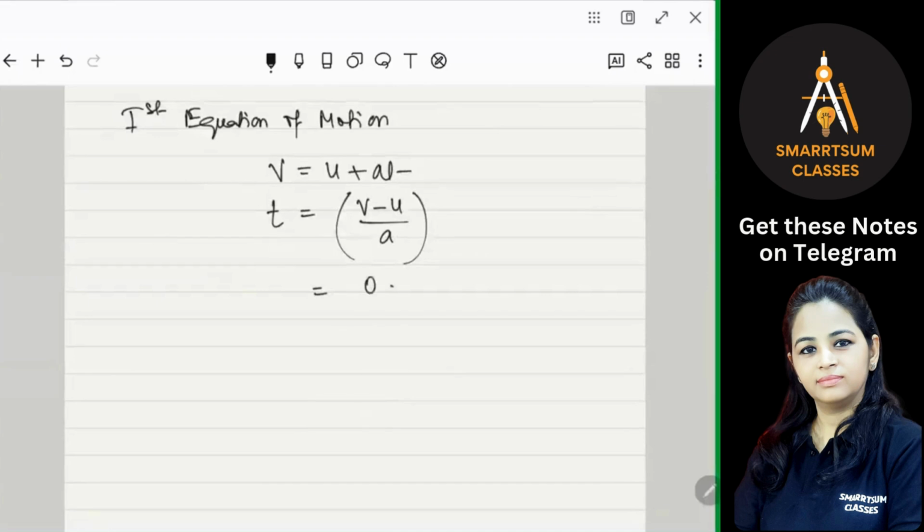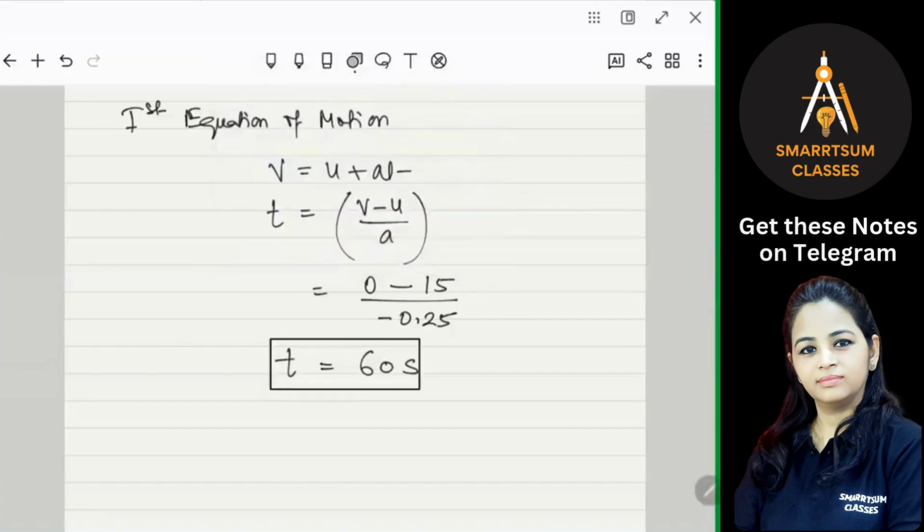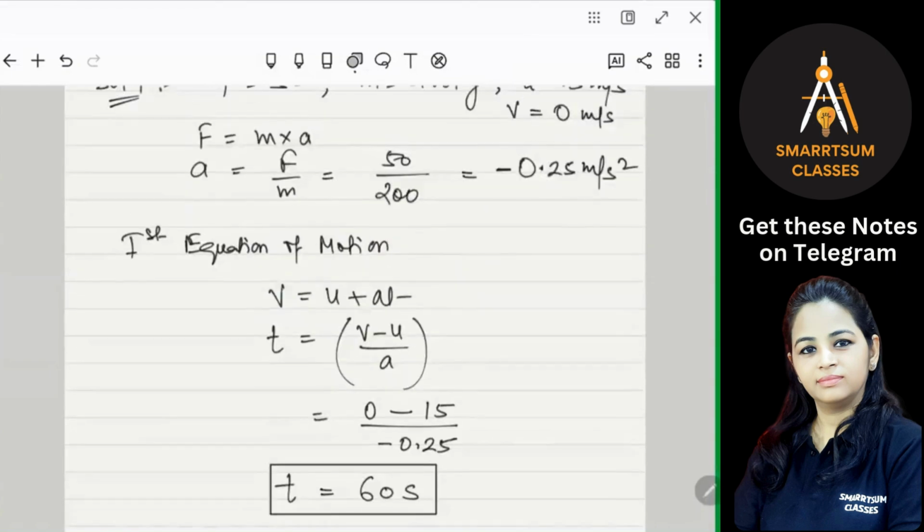So write down 0 minus the initial velocity with which it was moving, which is 15, divided by minus 0.25. The acceleration is negative, so this is minus 15 upon minus 0.25, that is 60. So the time taken by the body to stop is 60 seconds. Because of this friction force, the body will stop after 60 seconds. Is that clear? Okay, so this is the first part of the question.